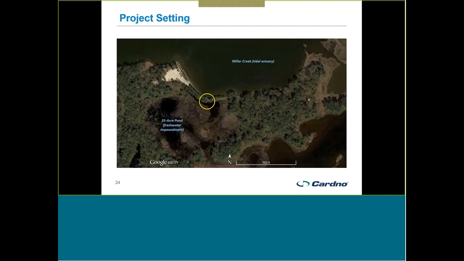We'll look at a ground level photo of this circled area right now, but I think the big takeaway here is that we've got a tidal estuary out here, Miller Creek, and it's kind of difficult to see because of a lot of vegetation, but this brown area down here is a freshwater impoundment. There's debate about the appropriateness of freshwater impoundments, but they do provide a lot of habitat diversity. And in this particular case, the management objective was to maintain and preserve this freshwater impoundment.